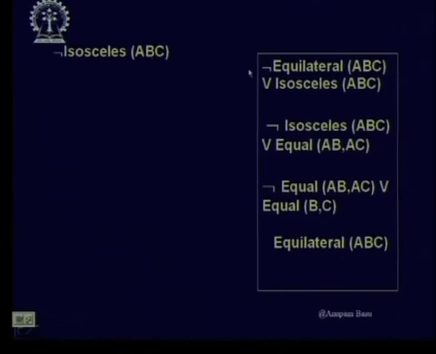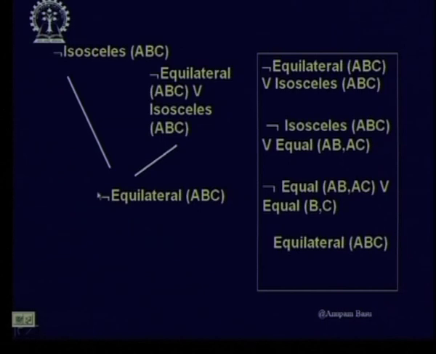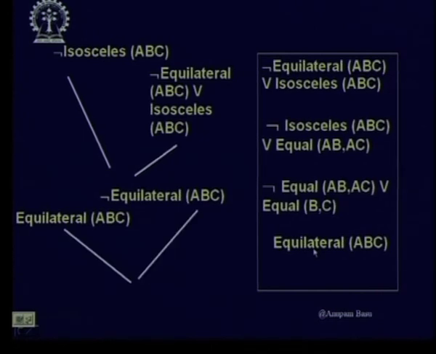Not isosceles ABC, we start with that, and which one should we select? Obviously, this one, because this one has got the negation of this. Here isosceles ABC is there. So, I select this, and as I resolve these two, what do I get? These two again resolve out, I get not equilateral ABC. And when I resolve not equilateral ABC with this one, equilateral ABC, what do I get? I get a null clause.